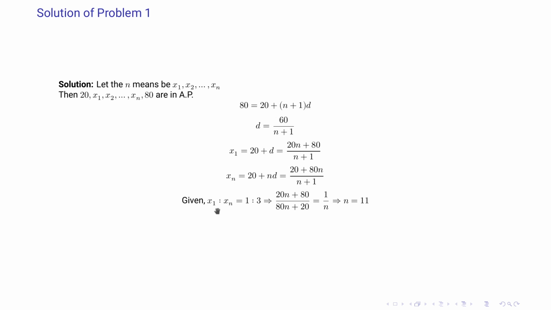Now we are given that x1 is to xn is equal to 1 is to 3. So (20n plus 80) by (80n plus 20) is equal to 1 by 3. So we solve this to get n is equal to 11.